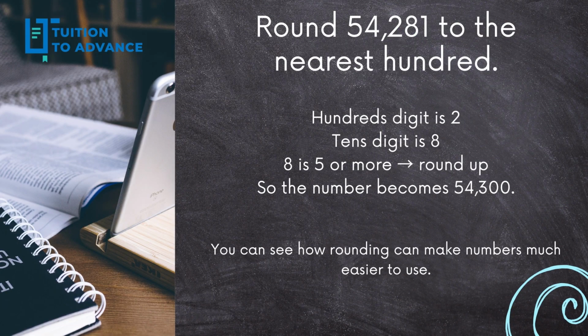Let's try another one. Round 54,281 to the nearest hundred. Hundreds digit is 2. Tens digit is 8. 8 is 5 or more. Round up. So the number becomes 54,300. You can see how rounding can make numbers much easier to use.